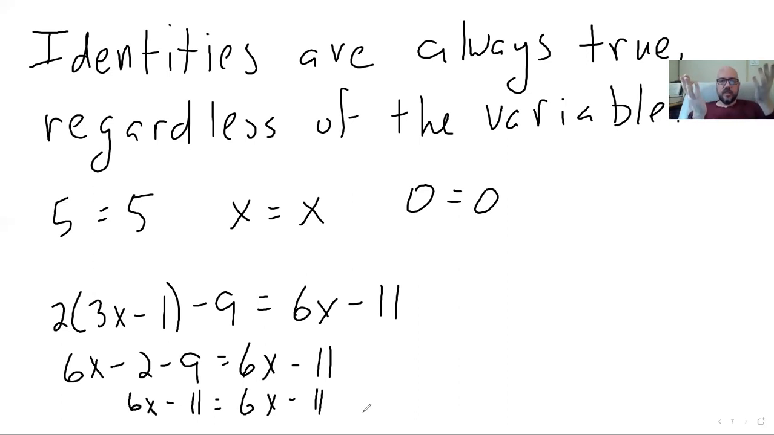And that's it, right? That's when you get here, you are done. There's no more solving to do, right? Anything else you do from here is just going to be getting you closer to this 0 equals 0, right? I add 11 to both sides and I get 6x equals 6x. Subtract 6x from both sides and I get 0 equals 0, right? So identities are sort of always headed for 0 equals 0, but as soon as you identify that you have the same thing on both sides, you're done. It's an identity and there's no more solving to do because it's always true.